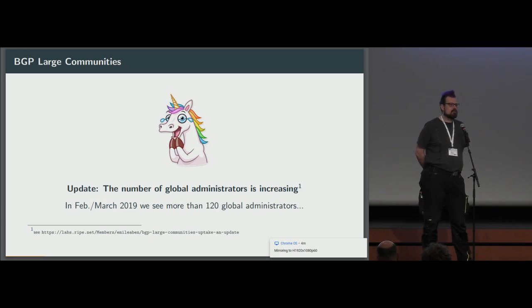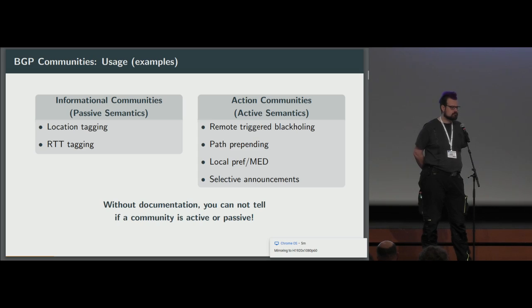This has become better, and if you're interested in the uptake of large communities, Emile from RIPE has published an article where he looked into the development of large communities and the uptake. So now we have around 120 global administrators that are using large communities. But how are they being used?